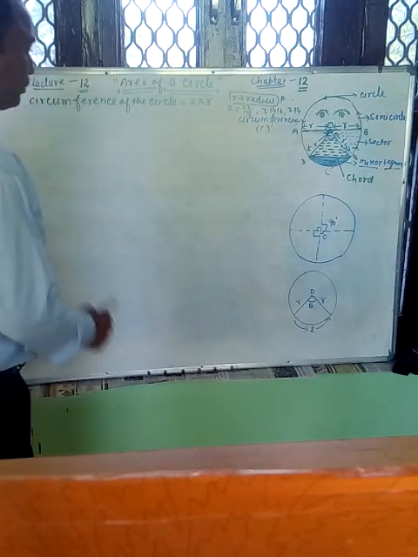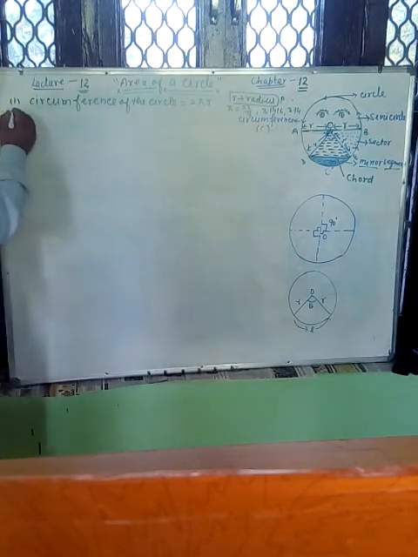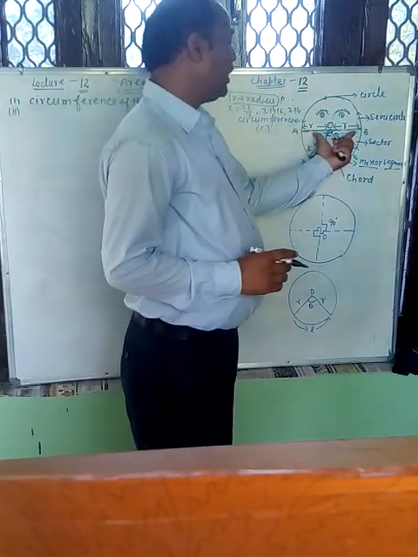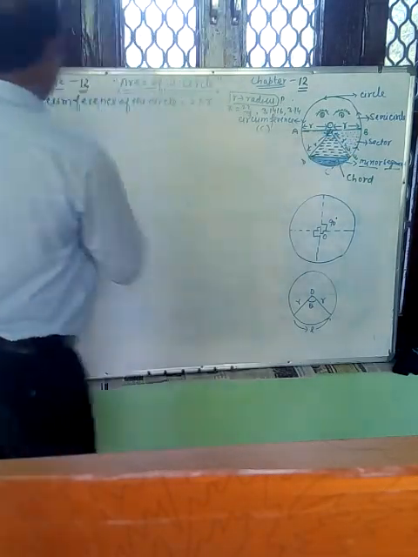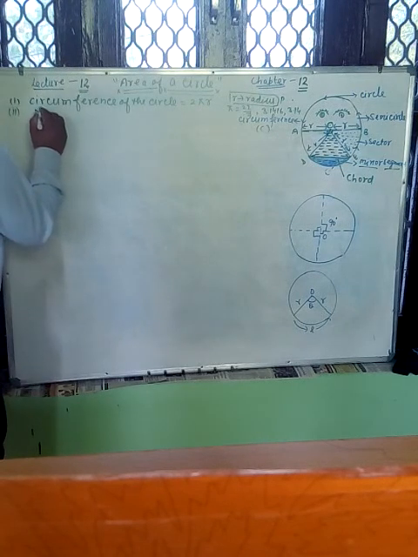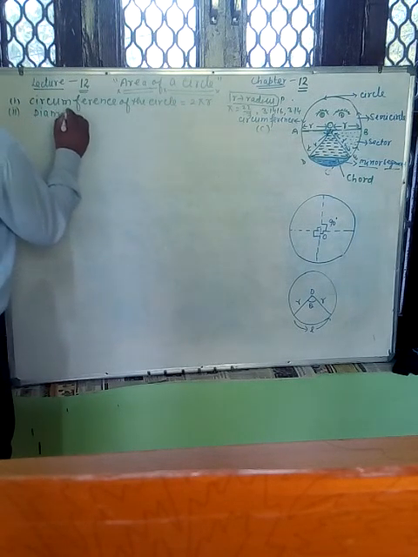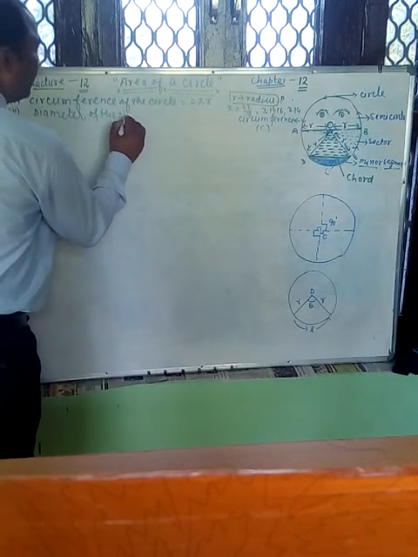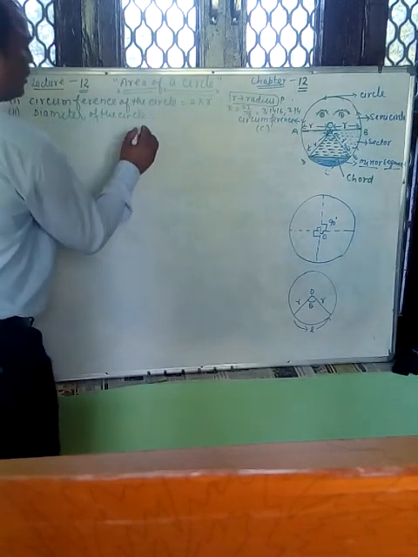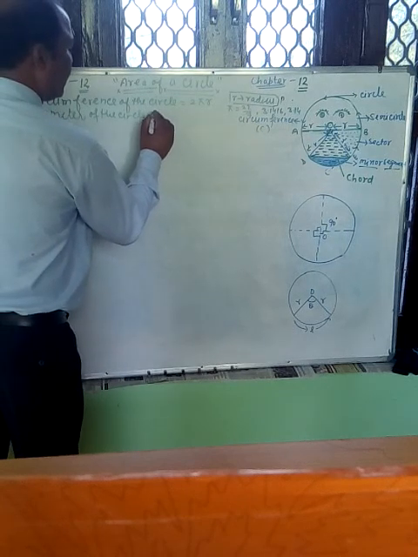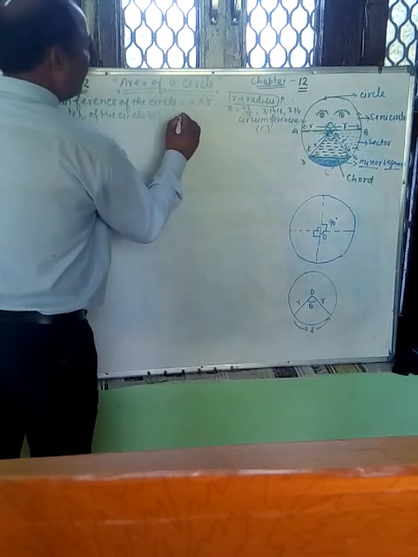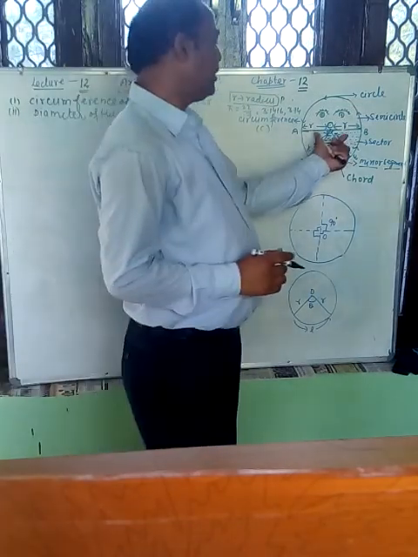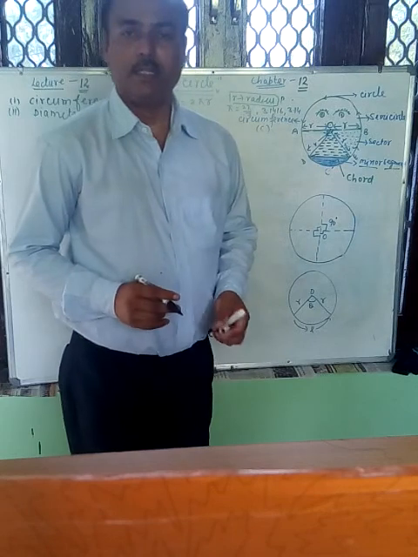Now, here is the second. What is the relation between the diameter and radius? It means the diameter of the circle, we represent by small d, is 2 into r, meaning the diameter is double the radius.